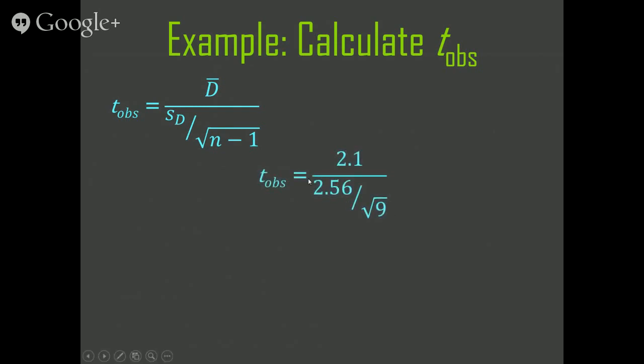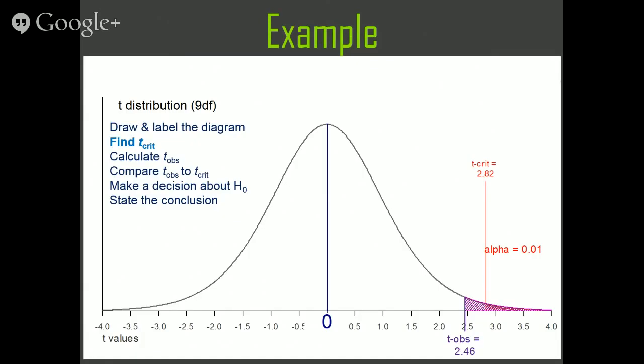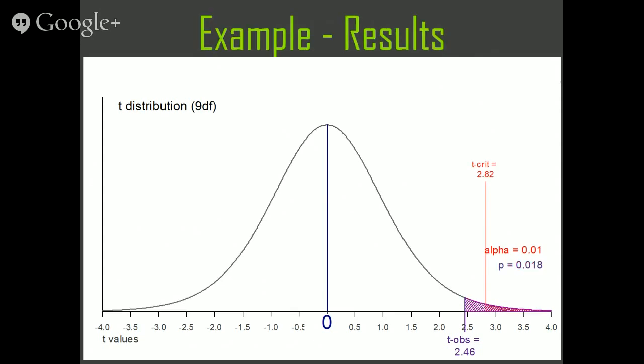This was the mean difference. This was the standard deviation of all the differences. Square root of 9, 10 minus 1. And this gives us 2.46. That's looking pretty good. Not good enough. Once again, we fail. I think I set it up to fail on purpose. I'm self-defeating. Now the p is 0.018.